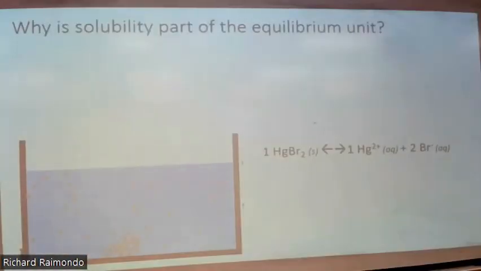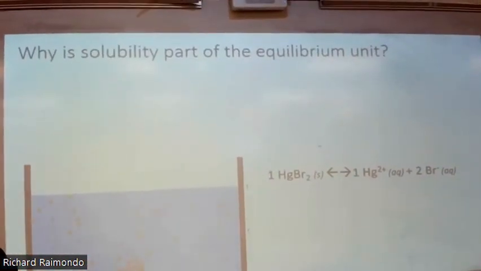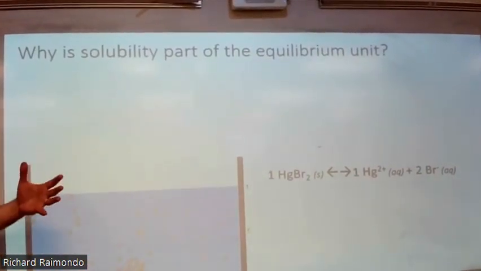All right. So why is solubility part of this? Because solubility is really all about equilibrium. All right. So this is exactly what you just did.